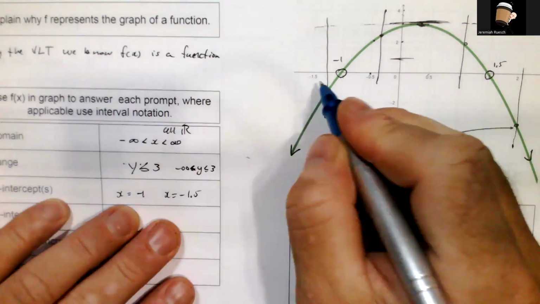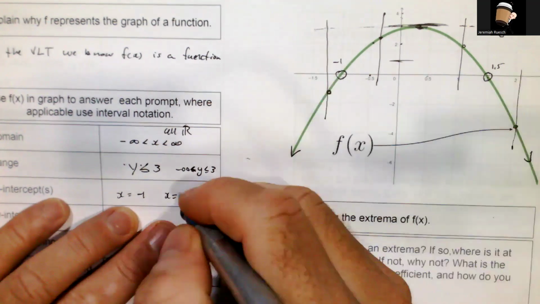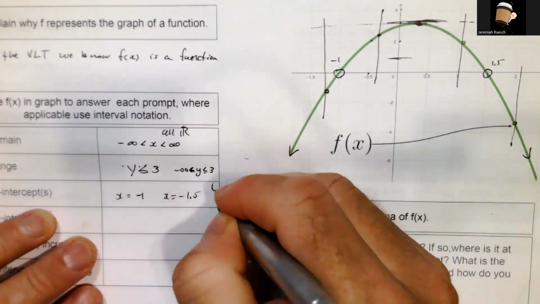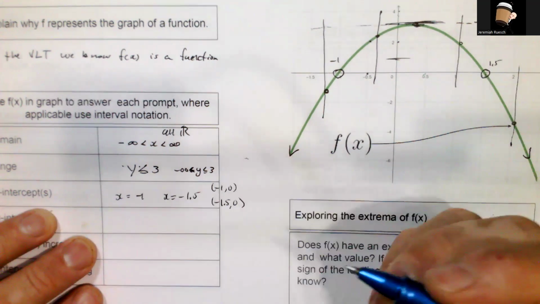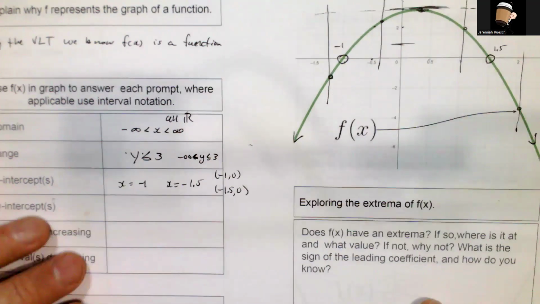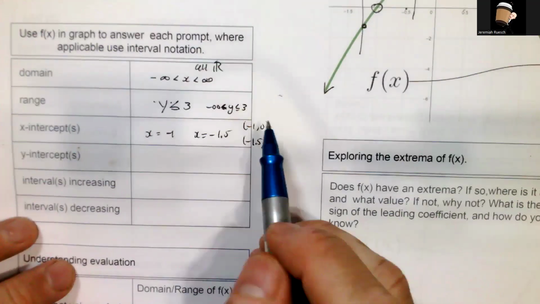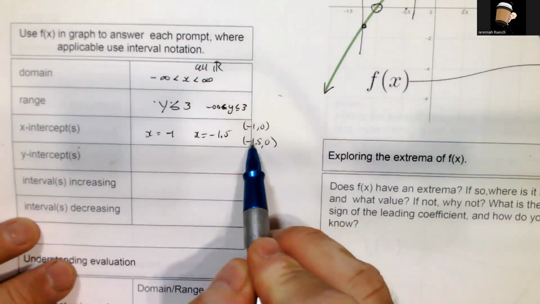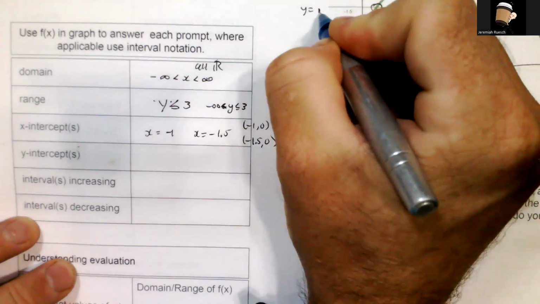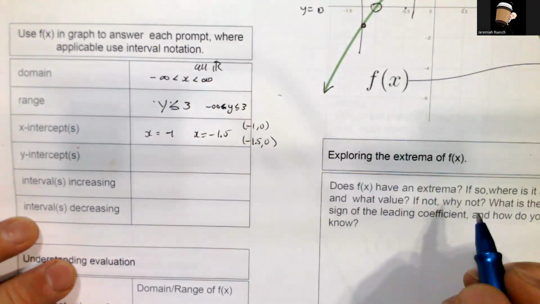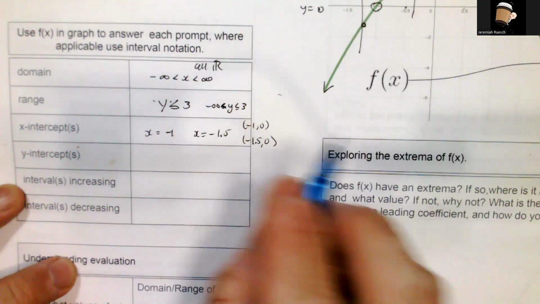You may notice that the y value here is 0. So you can also write these as ordered pairs, (-1, 0) and (-1.5, 0). Both are acceptable answers for this particular problem. The ordered pair, the x value and the y value together, because again, this is along y equals 0. This is the x-axis. That is probably a better answer because these are points.